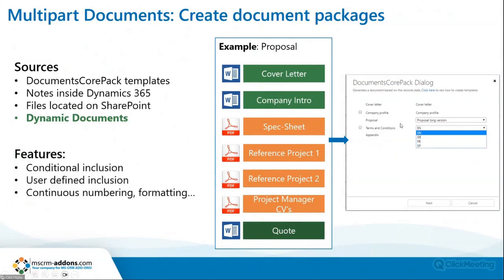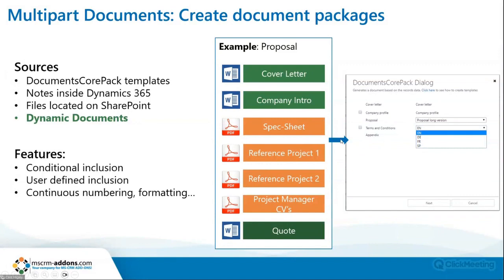Now, some of the features of this, just to go over it: you have, for example, conditional inclusion. The best example that we always tend to use, and I like this one a lot, is let's say I have different terms and conditions for someone who lives in the state of Georgia or someone who lives in the state of Florida. So I'm able to set a condition that says, if this person lives in Georgia, based on that particular field in Dynamics or in Dataverse, I want to use this template. If that person lives in Florida, I want to use this template, and that's automatically selected.